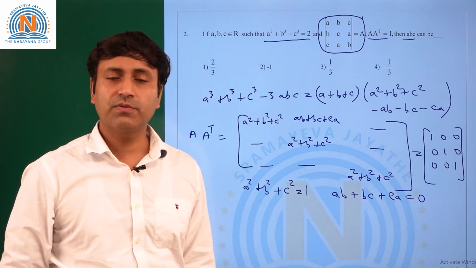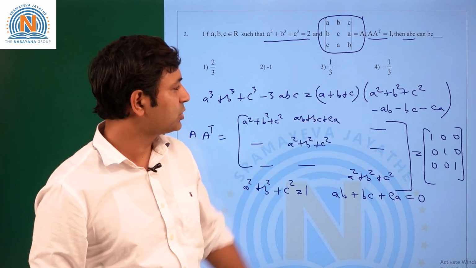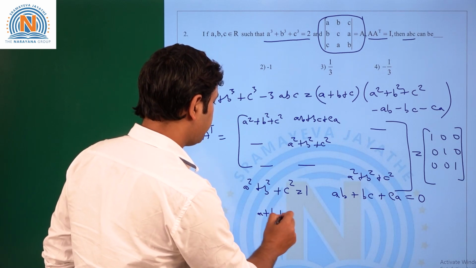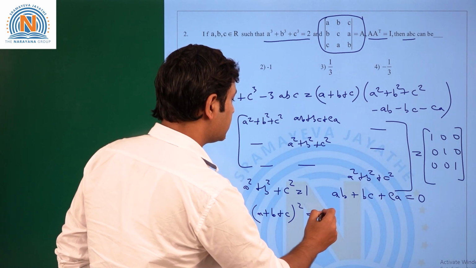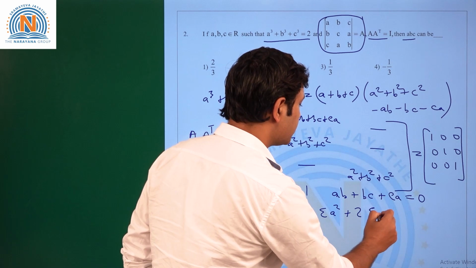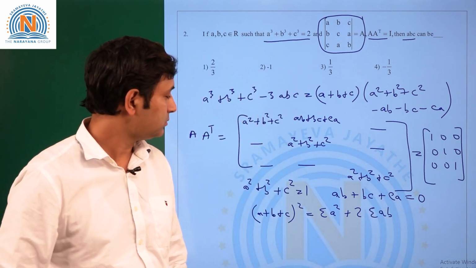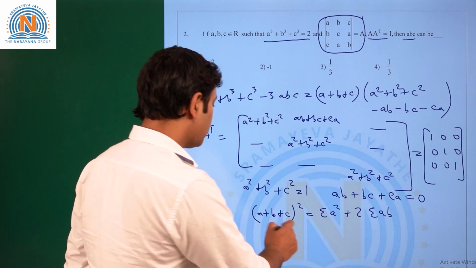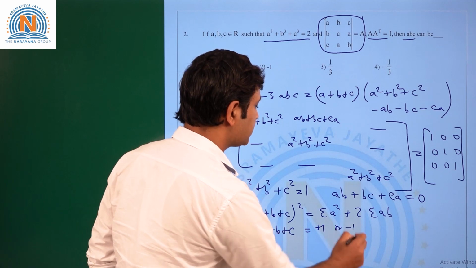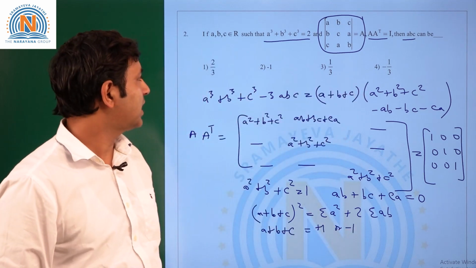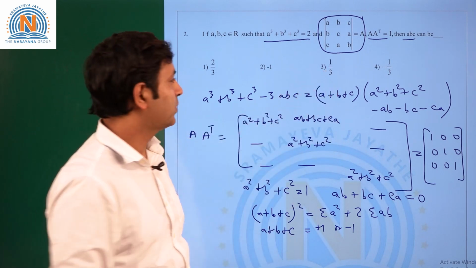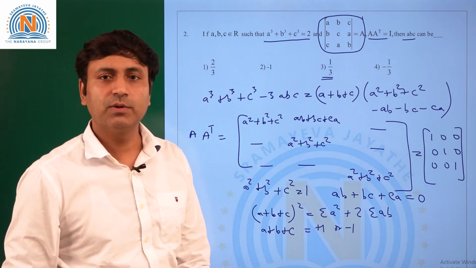From these two, we can find a plus b plus c, as (a plus b plus c) whole square is summation a square plus b square plus c square plus twice summation ab, that is ab plus bc plus ca. This we have 1, this we have 0. So a plus b plus c is either plus 1 or minus 1. Putting these values here, we'll get abc either as 1 or 1 by 3. 1 by 3 is given here, we'll mark that and we'll move on to the next question.